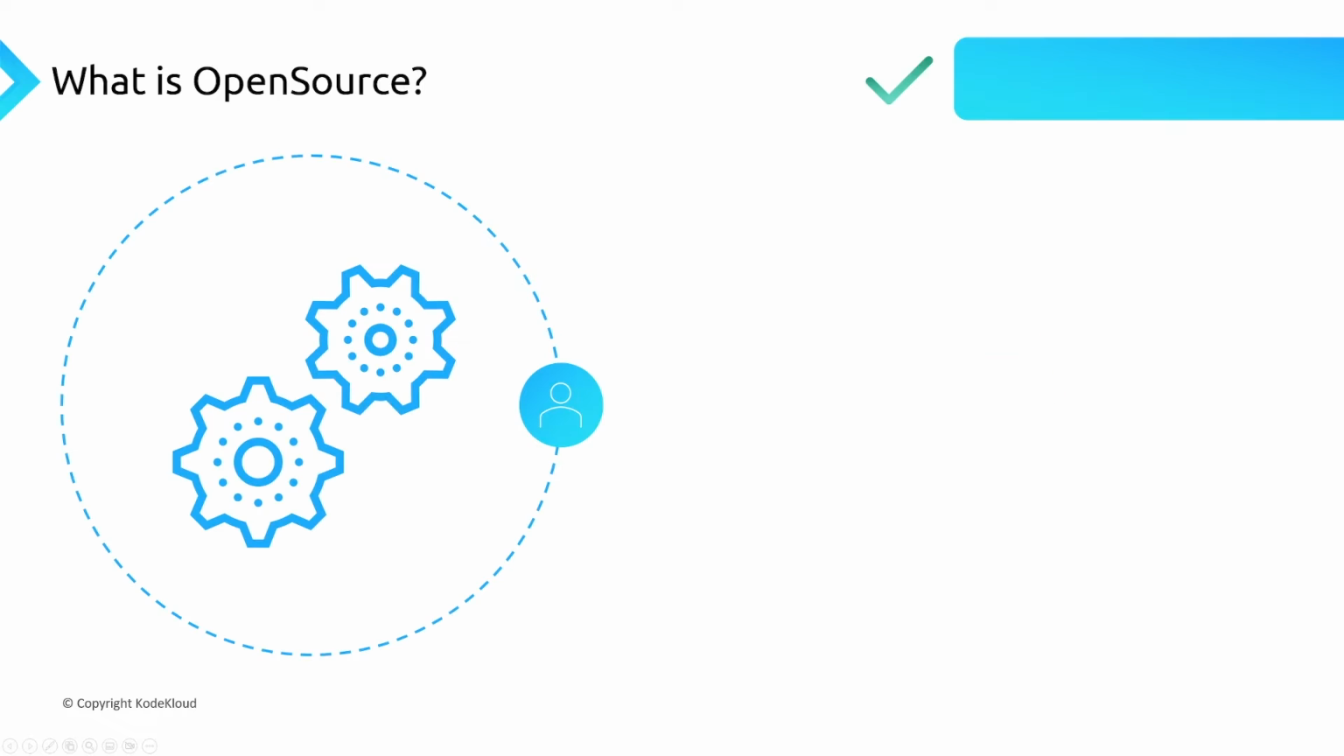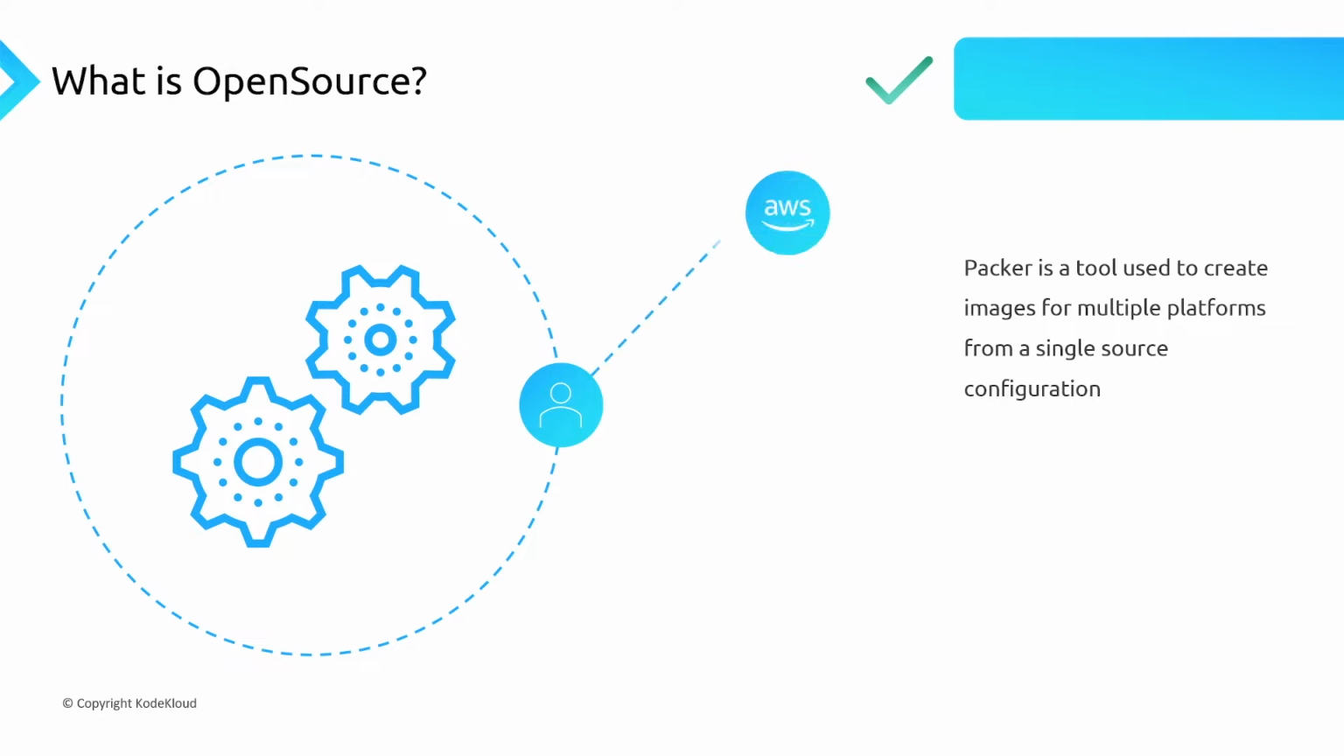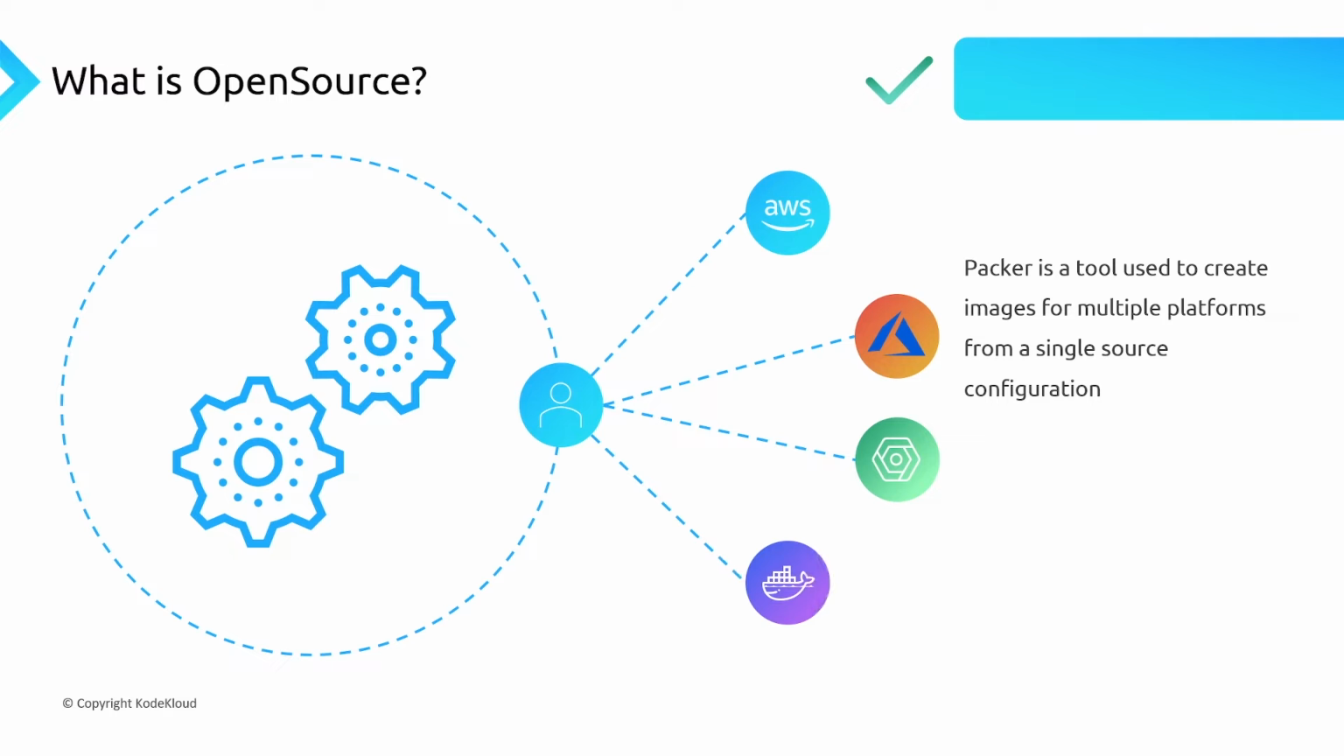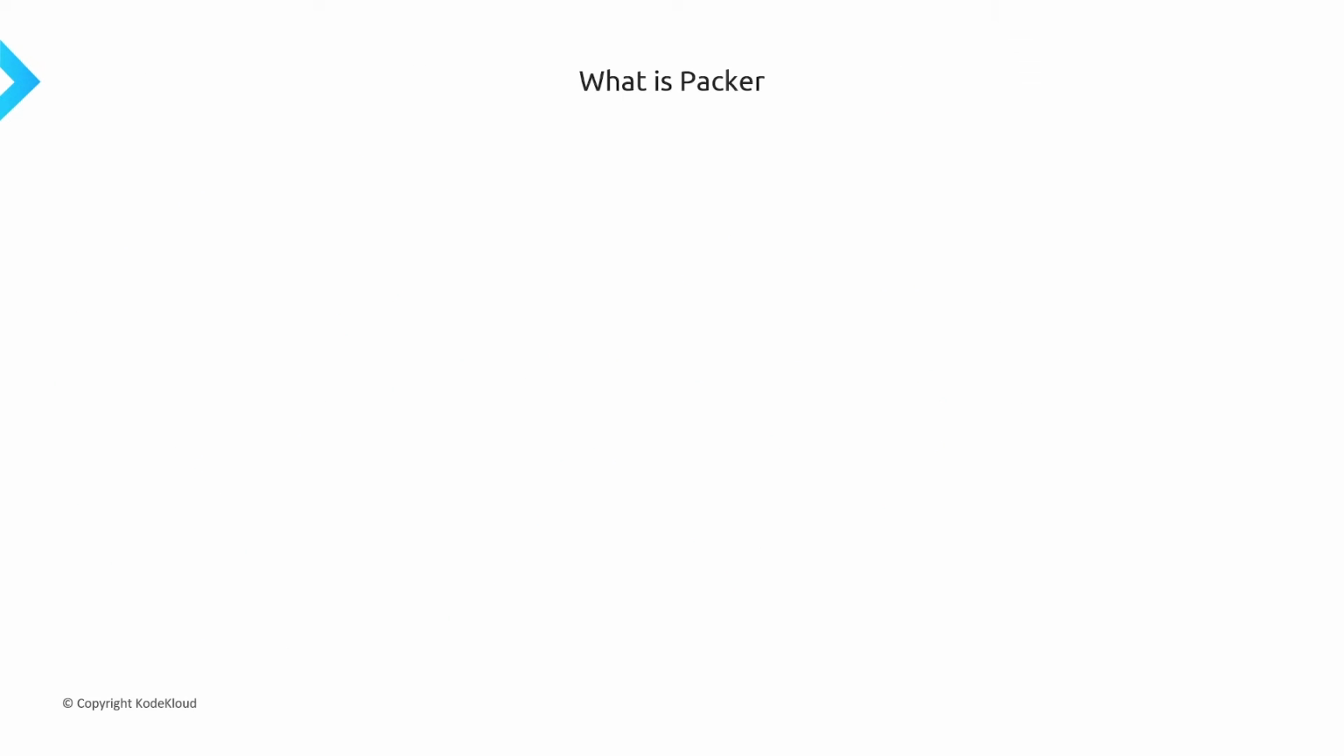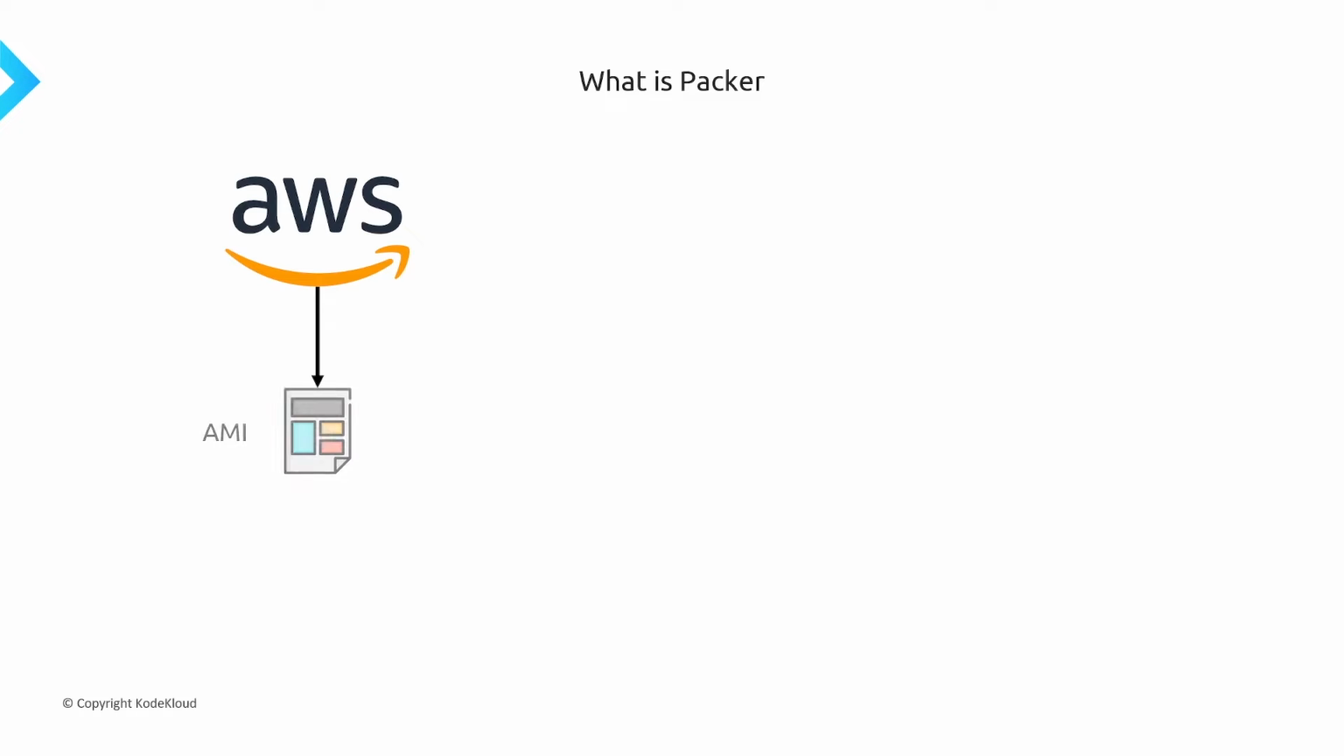So what is Packer? Well, Packer is a tool that's used to create images for multiple platforms from a single source configuration. And what exactly does that mean? Well, if you take a look at any different platform, let's say AWS, for example, when you want to deploy a virtual machine or an EC2 instance, you'll grab a specific AMI. And this AMI is a blueprint or a template that's used to configure virtual machines or EC2 instances. So they have all of the things that's actually going to be configured on the EC2 instance when you deploy them. So you take this blueprint and then you use the configuration to deploy as many EC2 instances with that specific specification. And every other platform has this as well.